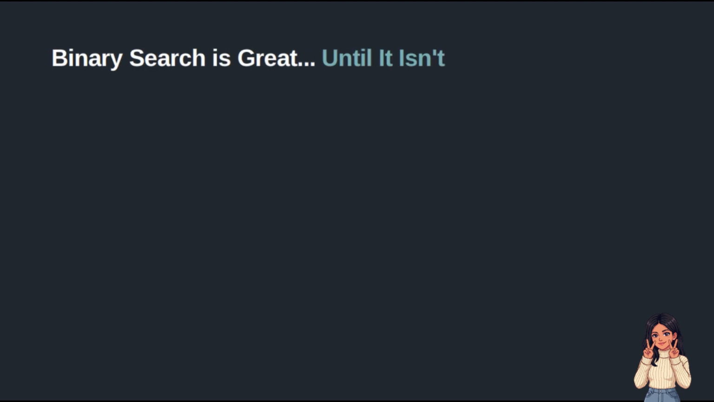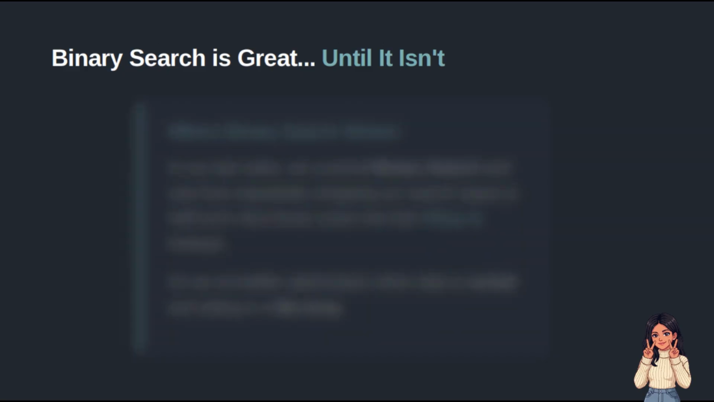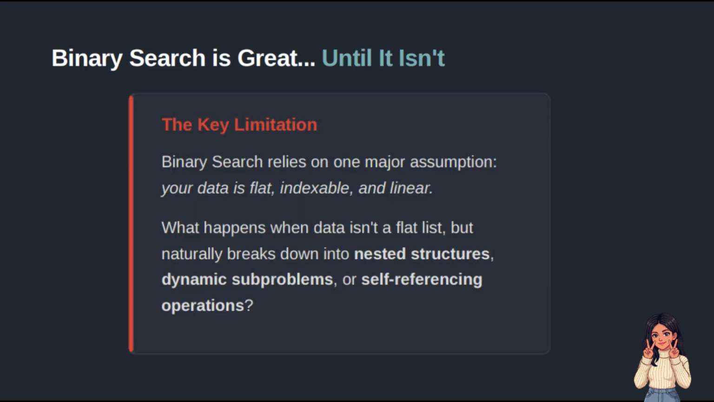In our last video, we covered binary search and saw how we can repeatedly chop our search space in half to turn slow, linear scans into logarithmic O(log n) lookup speeds. It is an insane optimization when your data is stored and sitting in a flat array, but it relies on one major assumption. Your data is flat, indexable, and linear. But what happens when your data isn't a flat list?